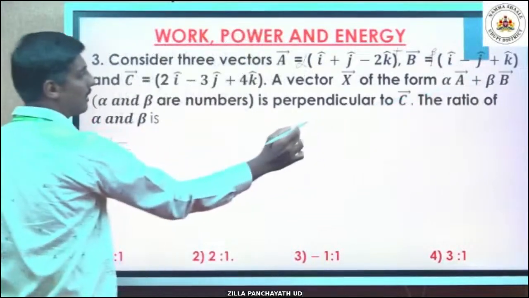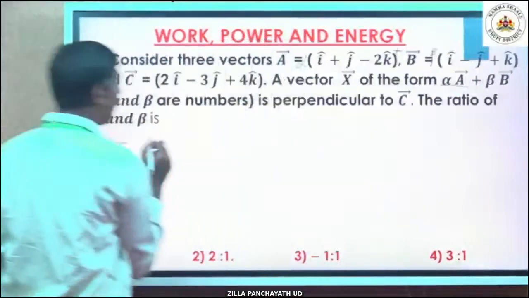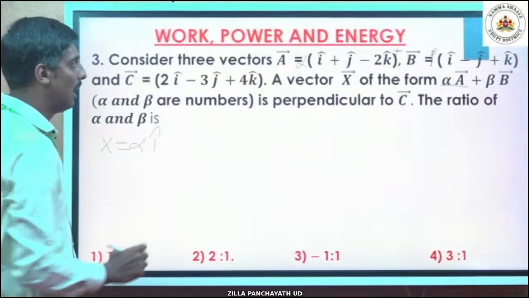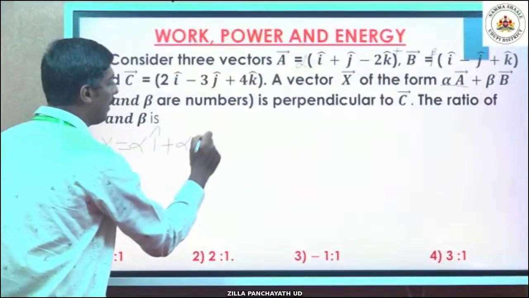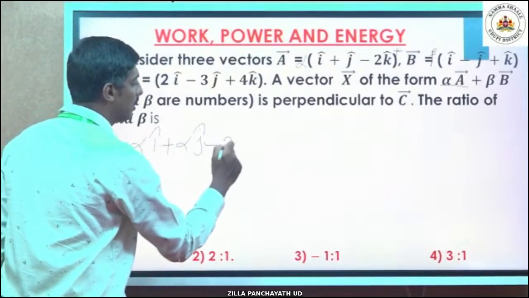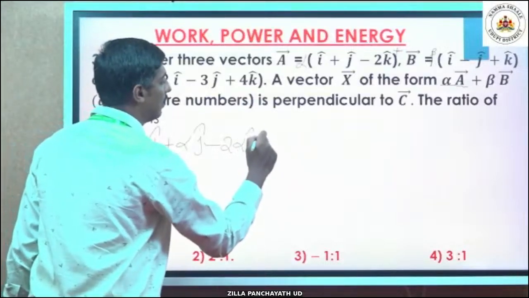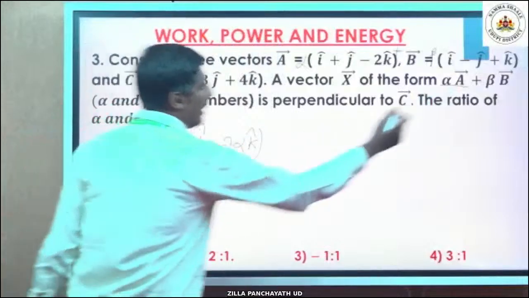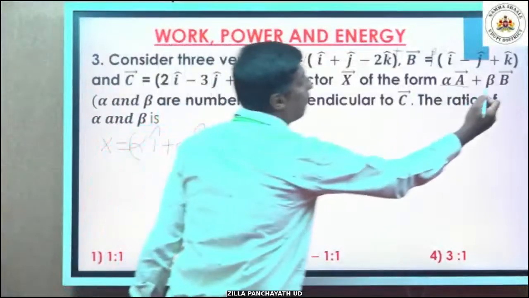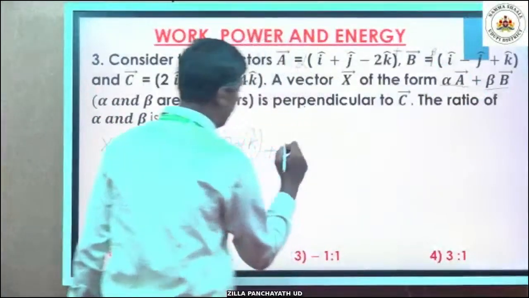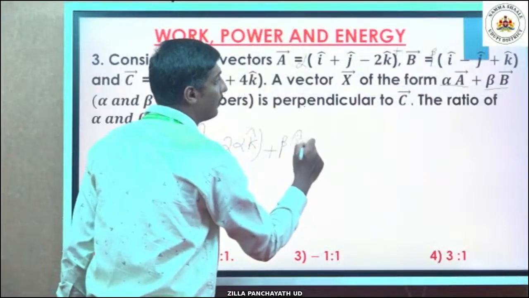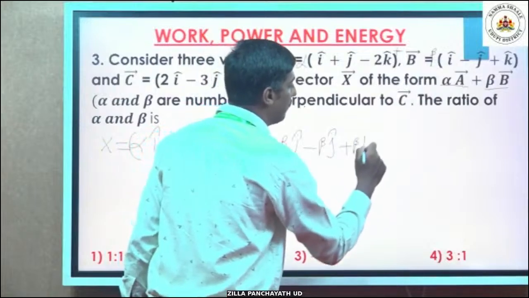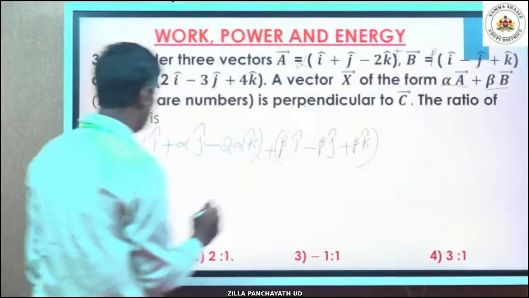So I write together, students. First I write alpha A vector. Alpha A is multiplied 1 by 1. So alpha I cap, where alpha and beta are numbers, he said. Alpha I cap plus alpha J cap minus 2 alpha K cap. This is alpha A. Is it right? Then next, beta B vector. Again multiply, students, here: beta into I cap minus beta into J cap plus beta into K cap. So this is my X vector.